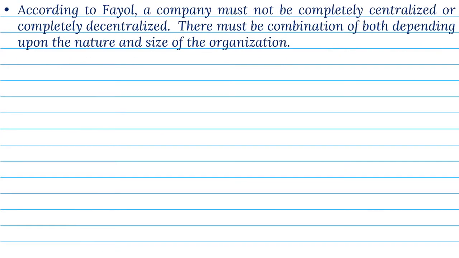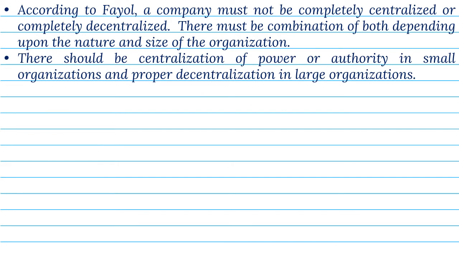According to Fayol, a company must not be completely centralized or completely decentralized. There must be combination of both, depending upon the nature and size of the organization. There should be centralization of power or authority in small organizations and proper decentralization in large organizations.